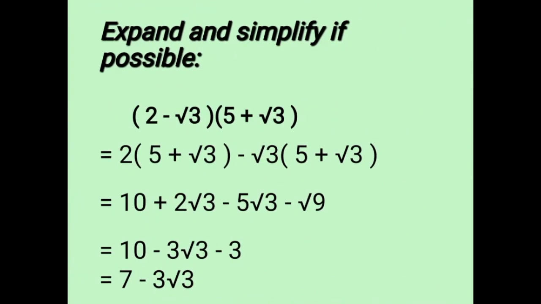Now here, expand the brackets completely before you simplify. Multiplying each of the two terms in the first expression by each of the two terms in the second expression gives us 10 plus 2 square root 3 minus 5 square root 3 minus square root 9. Now simplify any roots possible, so square root 9 equals 3, 10 minus 3 equals 7, and since you cannot simplify any further, the final answer is 7 minus 3 square root 3.